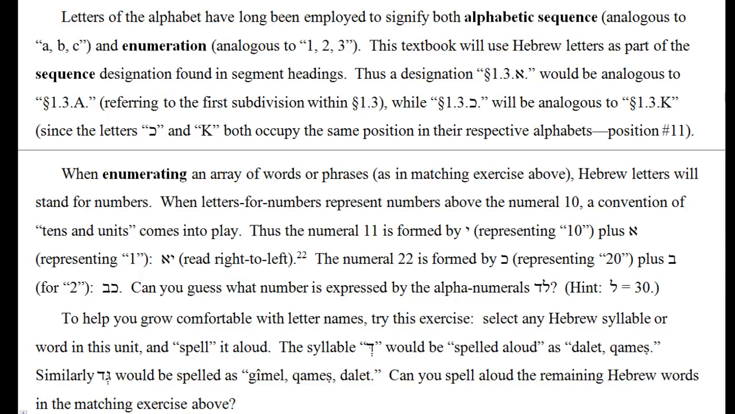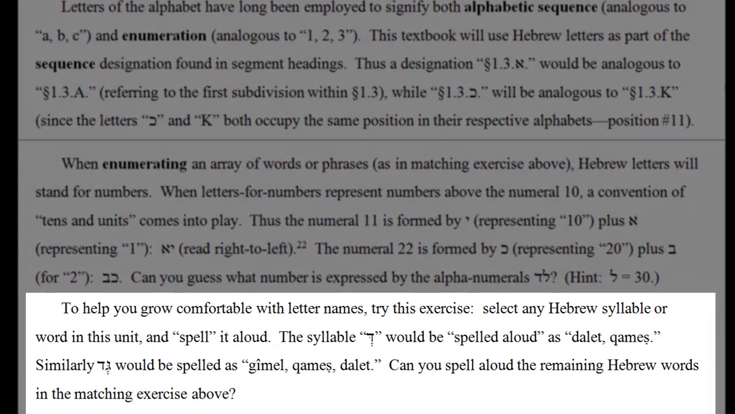The numeral 22 will be formed by beginning with the letter Kaf, and that has the value of 20, combined with the letter Beit, which is second, resulting in 22, Kaf Beit. Can you guess what number would be represented when we move beyond Kaf to the next letter in the Hebrew alphabet, Lamed, and combine it with the letter Dalet?